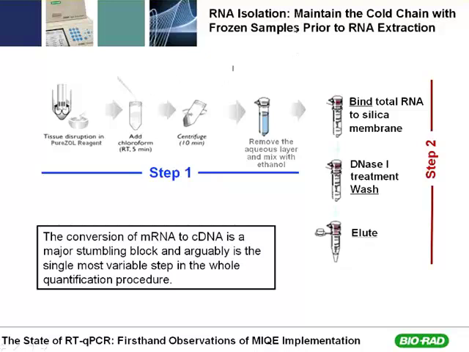Okay, RNA isolation. The theme here is maintain the cold chain with frozen samples prior to RNA extraction. So it's important that your samples do not thaw before you extract the RNA, unless you've added some sort of RNA stabilizing agent into your samples. For example, with cell culture, often people will lyse the cells directly on the plate using TRIzol or the RNA extraction buffer, and then that homogenate is stabilized. Some people use RNAlater with tissue samples because they work in the field, and those tissues that have been perfused with the RNAlater are stabilized.